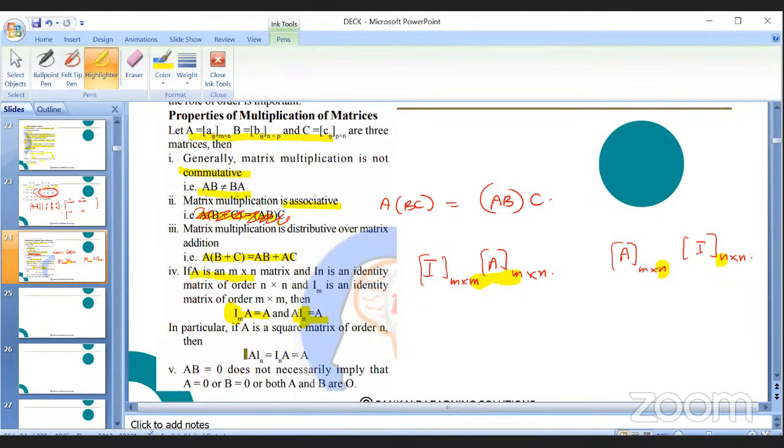Okay, next property. A into identity matrix will be equal to identity matrix into A. Both will be equal to A if A is a square matrix of order N. If AB is a zero matrix, then A need not be 0, B need not be 0, or A and B both also need not be 0. Still AB will be equal to 0.